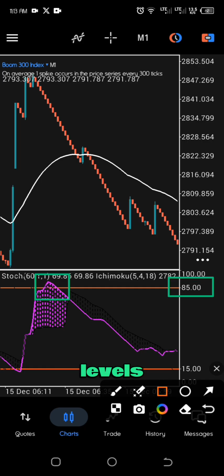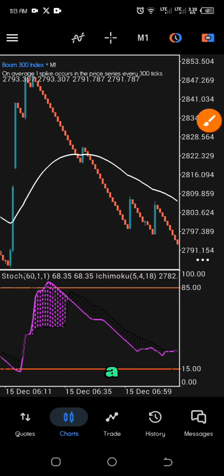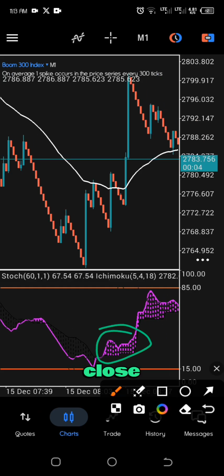When it comes to the 85 levels, then we don't want to see the volume again, which means that now you want to see the candle cross below the moving average. After the candle crosses below the moving average, the next thing is we don't want to see this volume anymore. If you're trading on Boom, we don't want to see the volume. Immediately the Ichimoku starts showing the lines only, this is when we are going to be looking for a sell. Where there's no volume, we look for a sell, which is very important. And when you start seeing the volume again, then you close your positions.